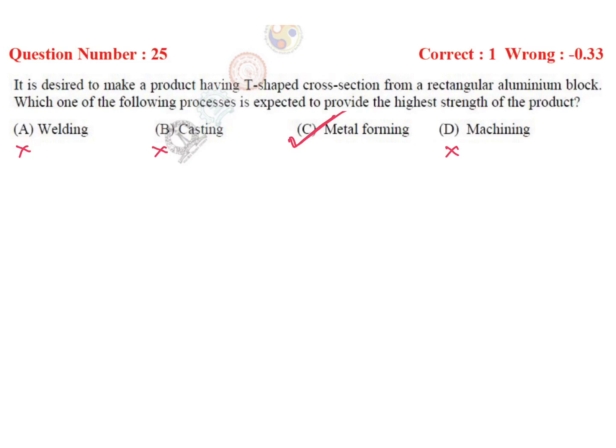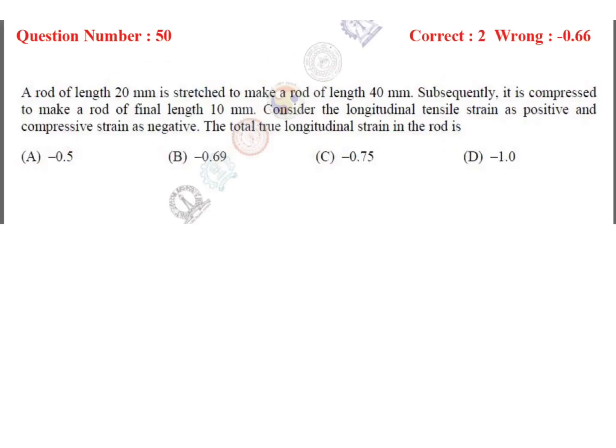A rod of length 20 mm is stretched to make a rod of length 40 mm. Subsequently it is compressed to make a rod of final length 10 mm. Consider the longitudinal tensile strain as positive and compressive strain as negative. The total true longitudinal strain in the rod is how much? So we will solve this question by two methods.